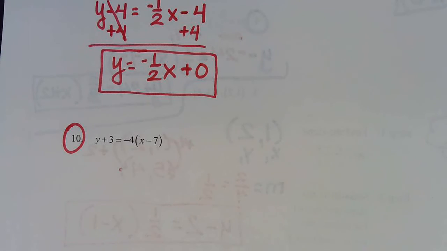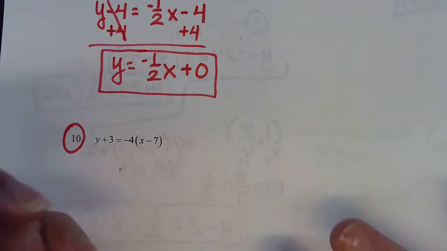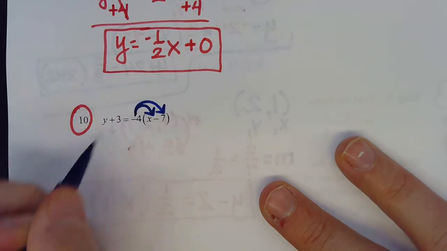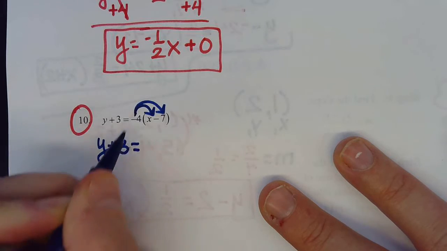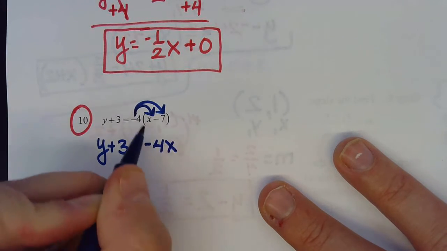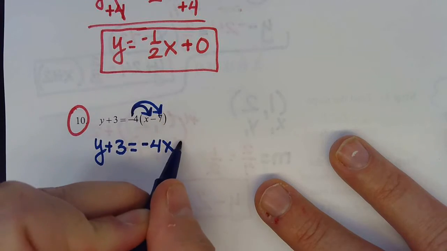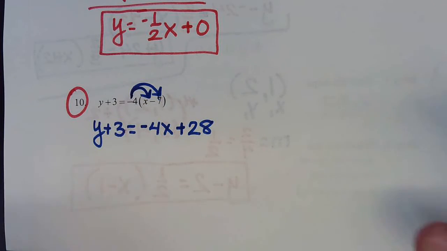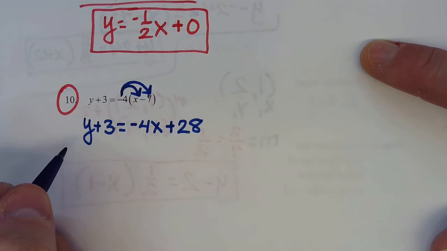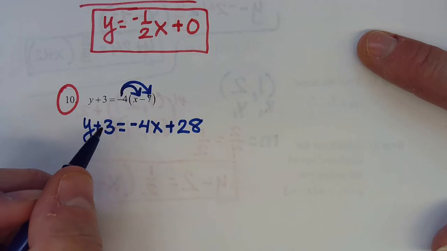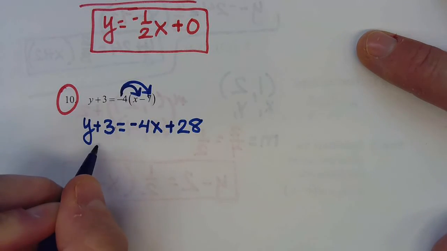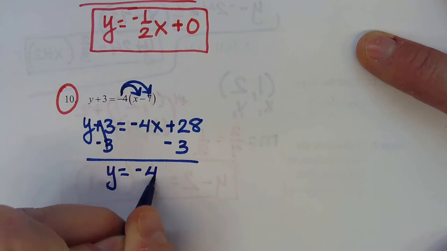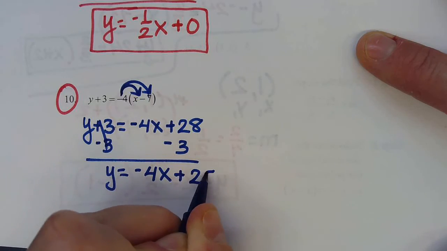Here. So, step 1, distribute. Hopefully you guys were careful with this one. You have y plus 3 equals negative 4 times x is negative 4x. Negative 4 times a negative 7 is a positive 28. Hopefully you got careful with that one. Now you bring over whatever's with y. This is a plus 3, so then you subtract 3. And you get y equals negative 4x plus 25.